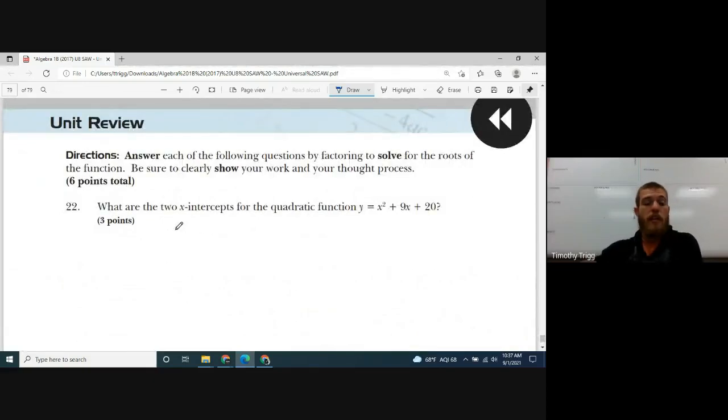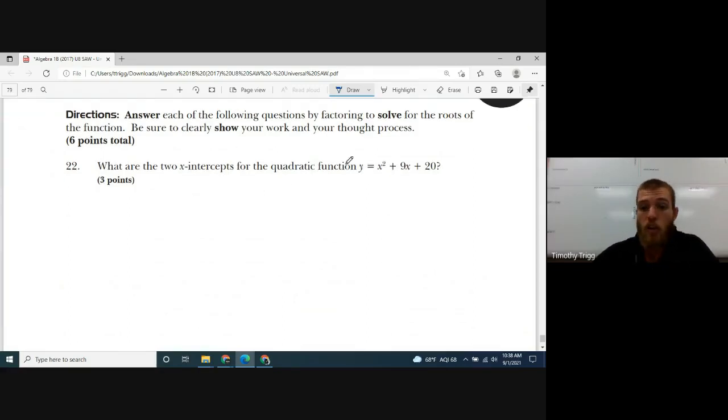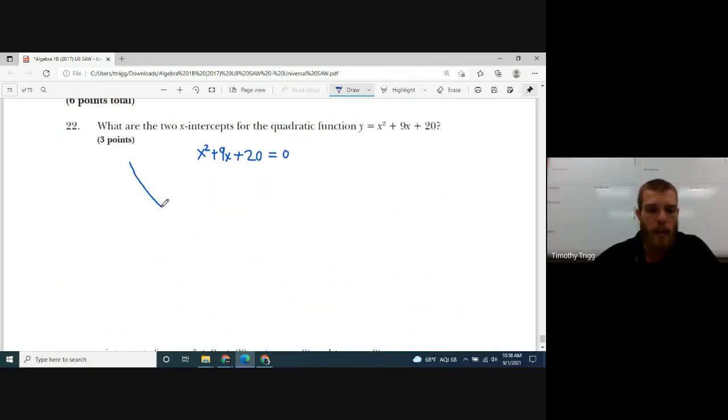Okay. Question 22. This one's actually very similar. What are the two x-intercepts for this quadratic function? Well, to find the x-intercepts, again, you just want it to be equal to 0. So x squared plus 9x plus 20, and we set it equal to 0. We can go ahead and factor this.